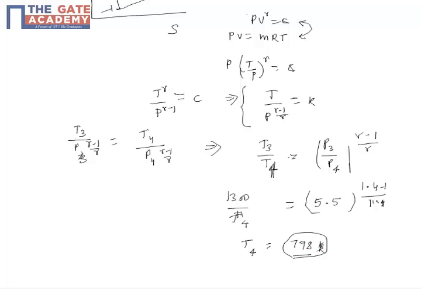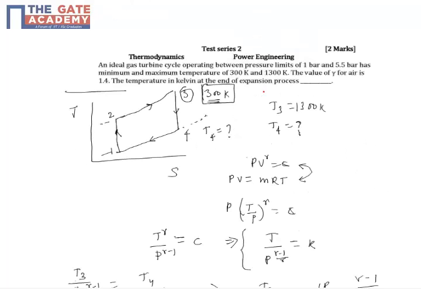So it's only about how you relate pressure ratio with the temperature ratio in a Brayton cycle. So this question is all about that. So 798 Kelvin is the answer.